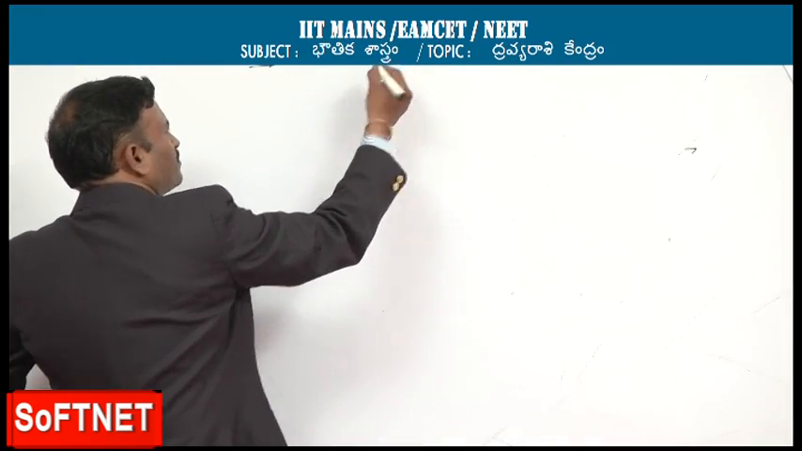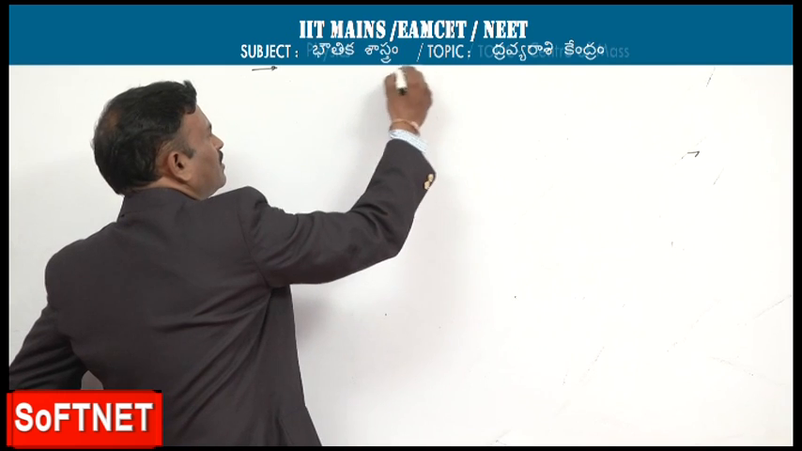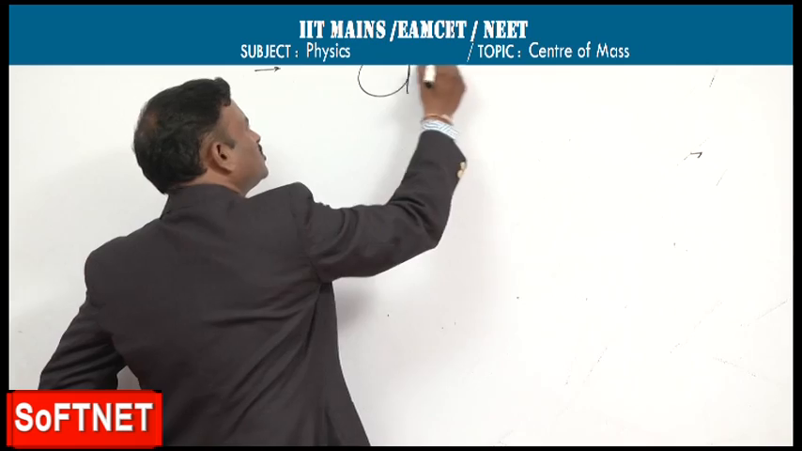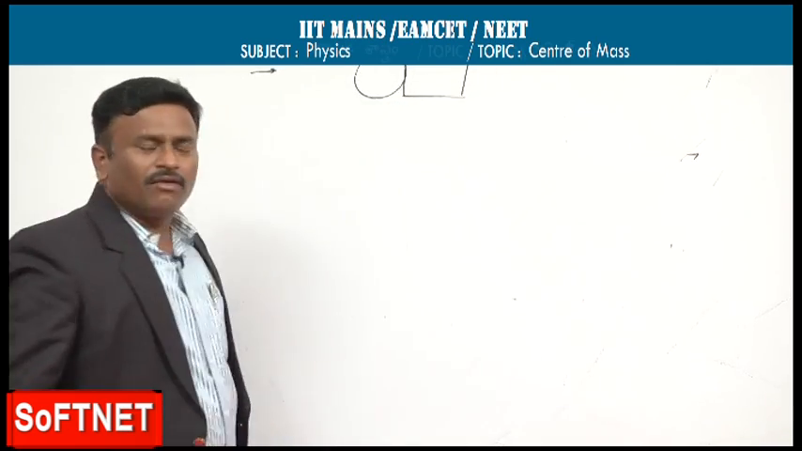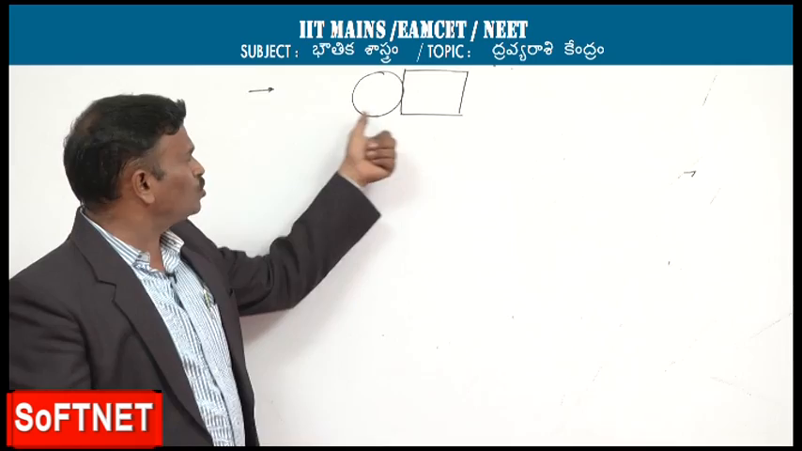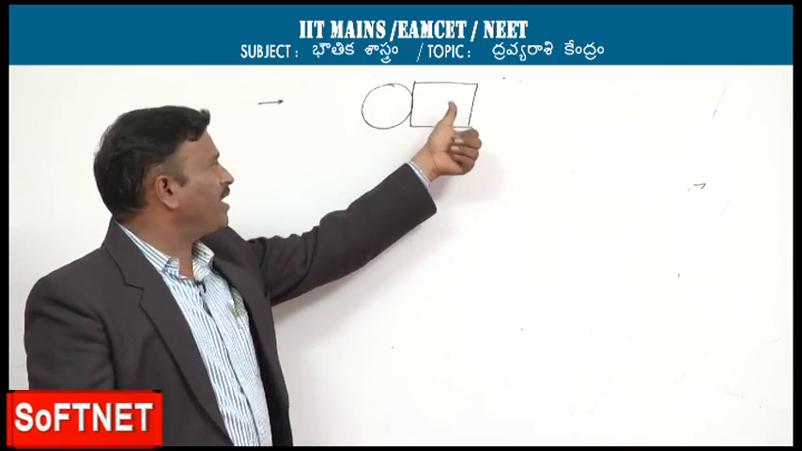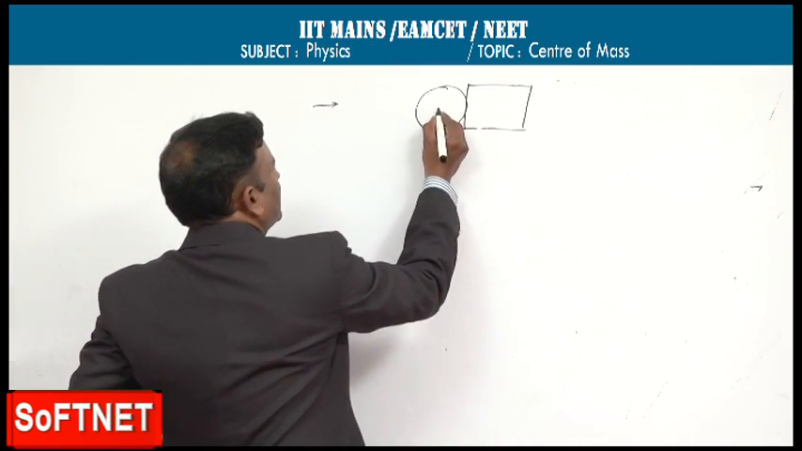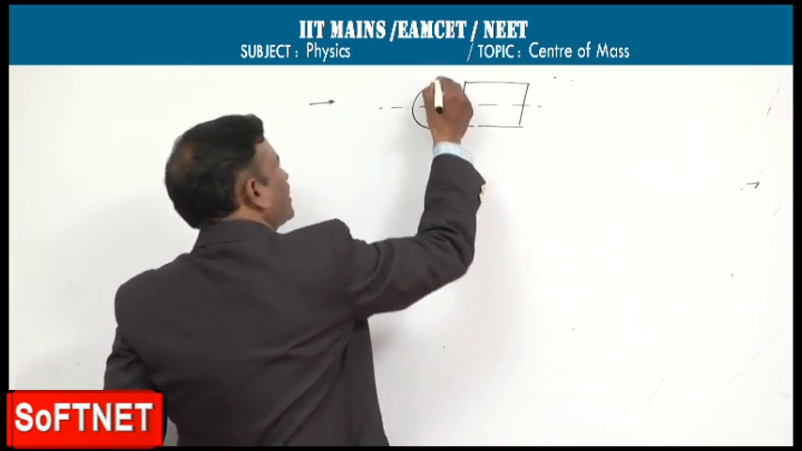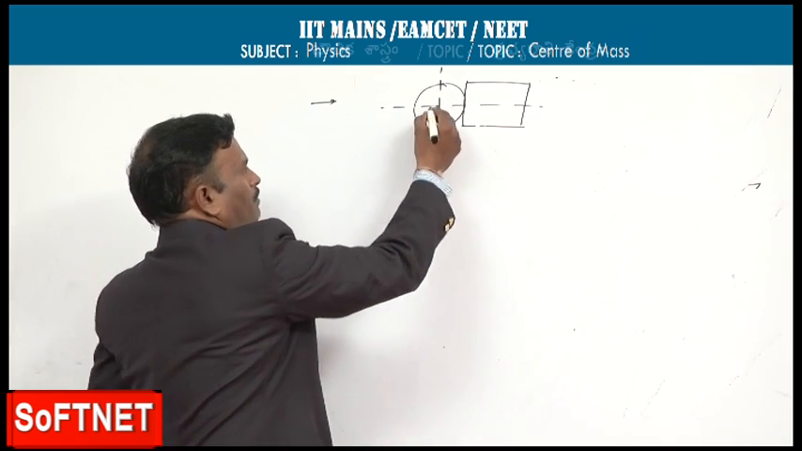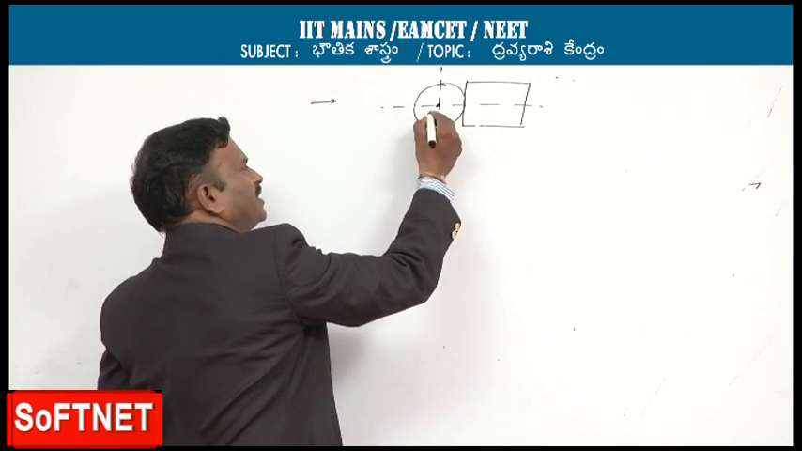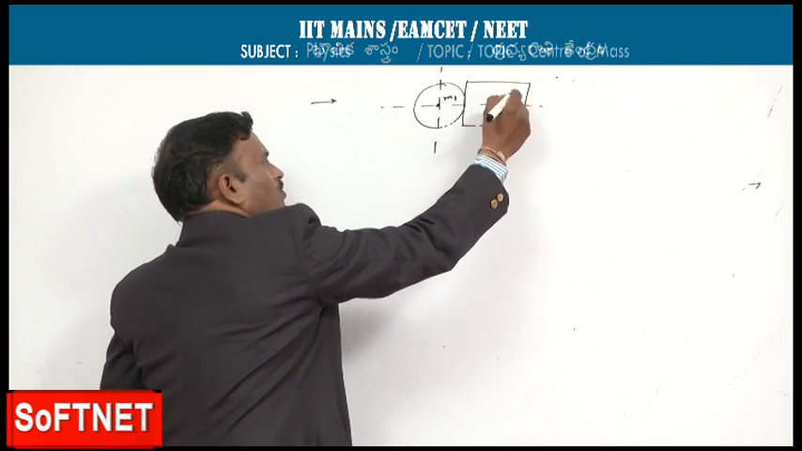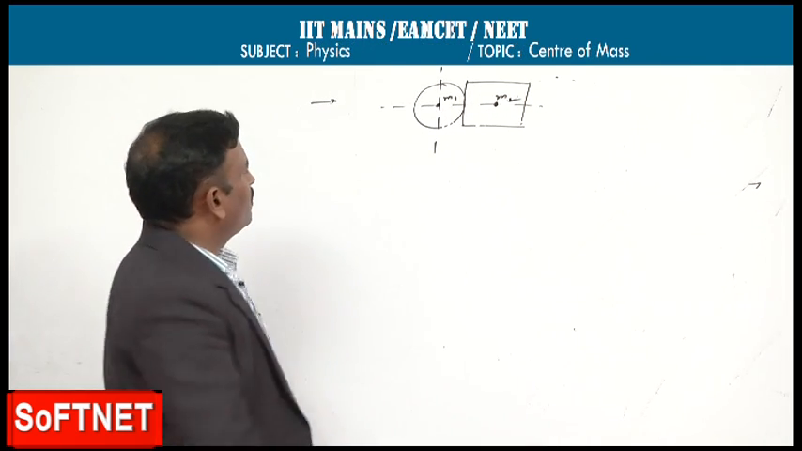Center of mass of regular shaped bodies. Like if the center of mass of one circle and one square, find the position of the center of mass of those two, which are made up of a circular plate and a square plate. Both are made up of the same material. So let us take this as the origin, taking the circular plate as reference, that is m1, and the rest of the mass is m2. Square plate mass, let us take m2.